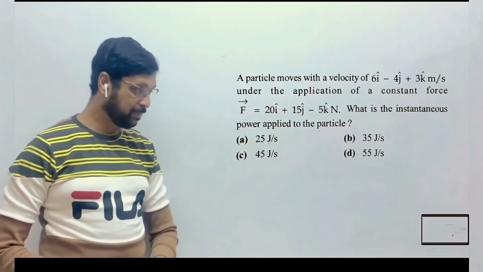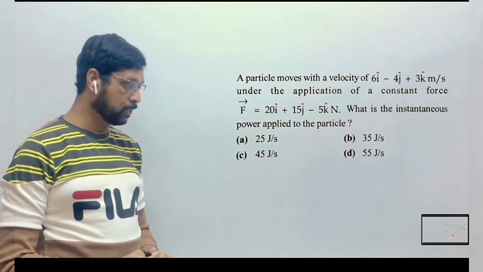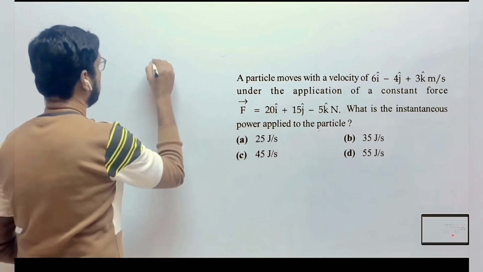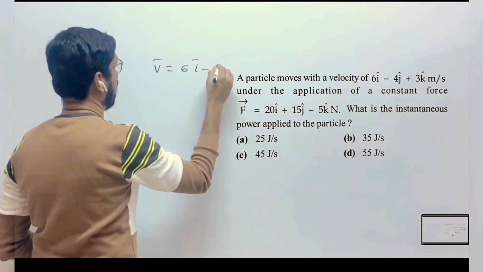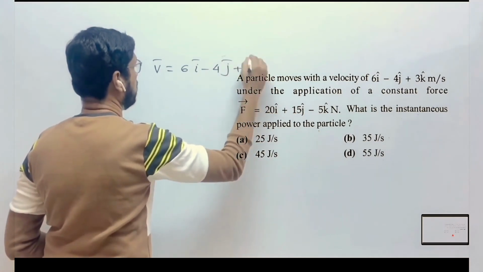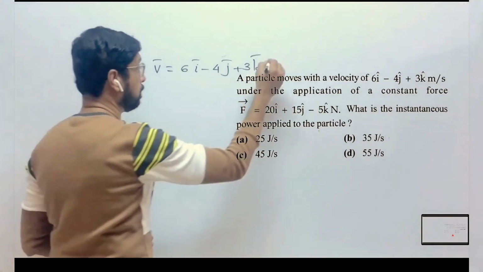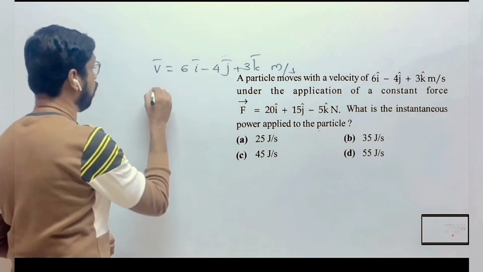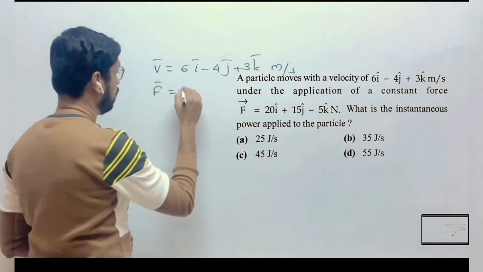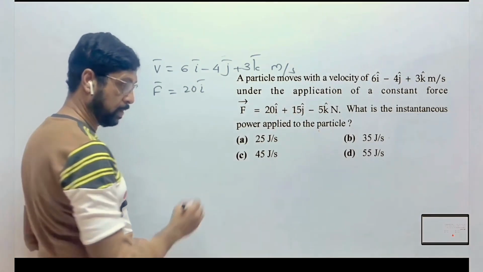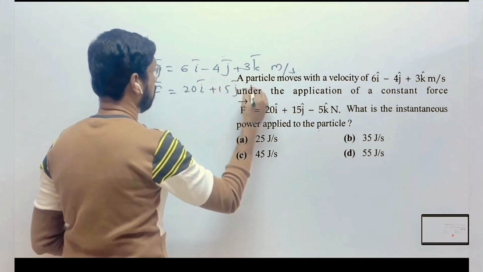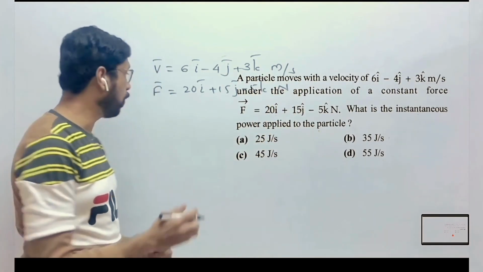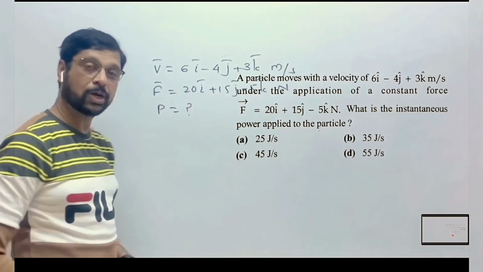The next question. A particle moves with a velocity of 6I minus 4J plus 3K meter per second, under the application of a constant force, which is given to be 20I plus 15J minus 5K Newton. What is the instantaneous power? Power is equal to what?